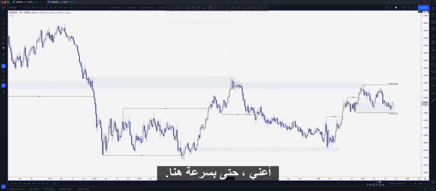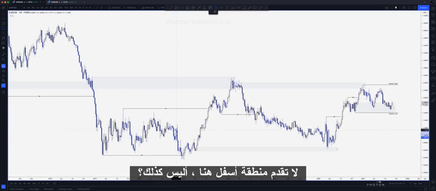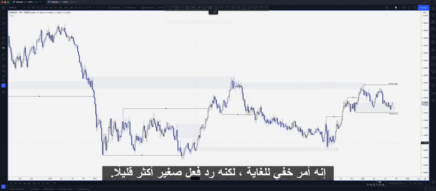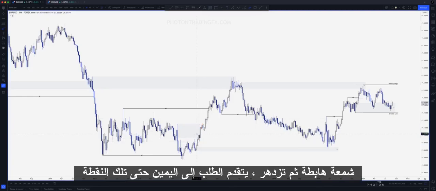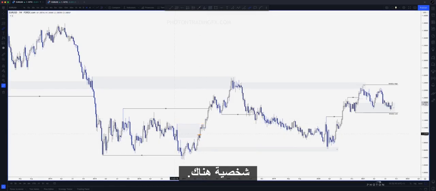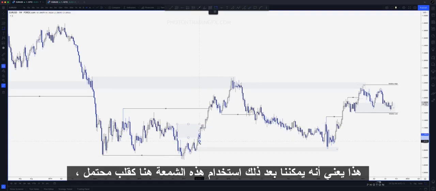Even quickly just down here, what did we have? We had the supply zone down here, from that pivot candle. Price comes into it. It's a very subtle one, a small reaction, one bearish candle, and then boom, the demand steps in. So at that point the reaction fails, but it takes a little while before you actually get that change of character up there. So what does that mean? It means that we can then use this candle here as a potential flip.